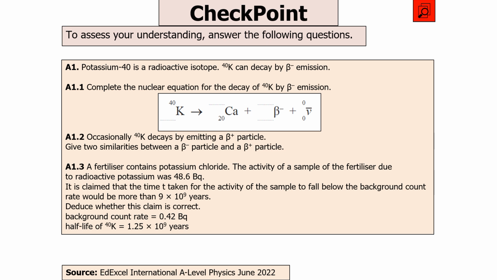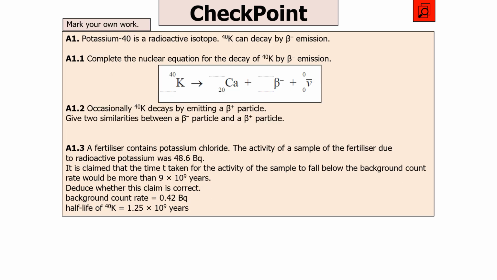A fertilizer contains potassium chloride. The activity of a sample of the fertilizer due to radioactive potassium is 48.6 becquerels. It's claimed that the time t for the activity of a sample to fall below the background count rate will be more than 9 times 10 to the 9 years. Deduce whether this claim is correct. The background count is 0.42 becquerels and the half-life of potassium is 1.25 times 10 to the 9 years. So pause the video now, then unpause the video when you want to go through your answer.